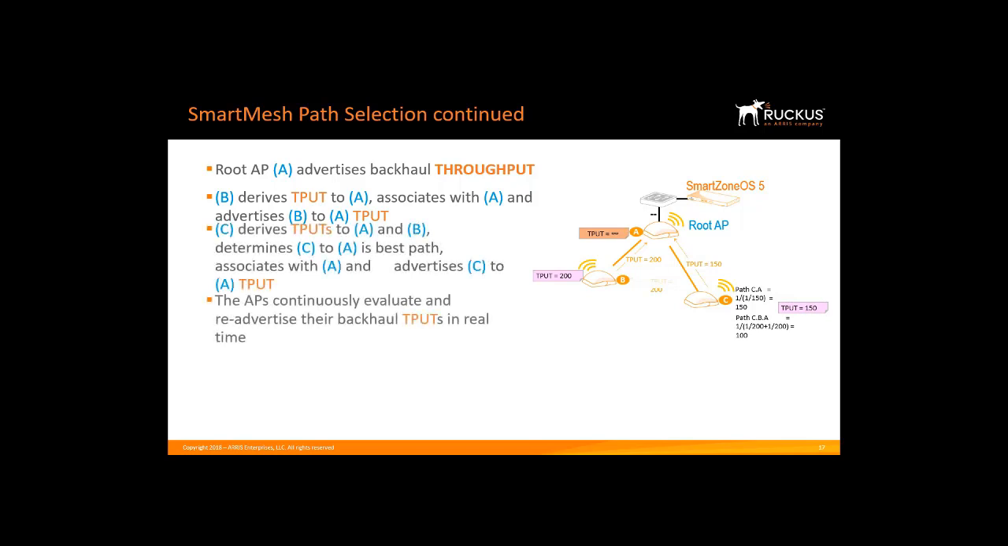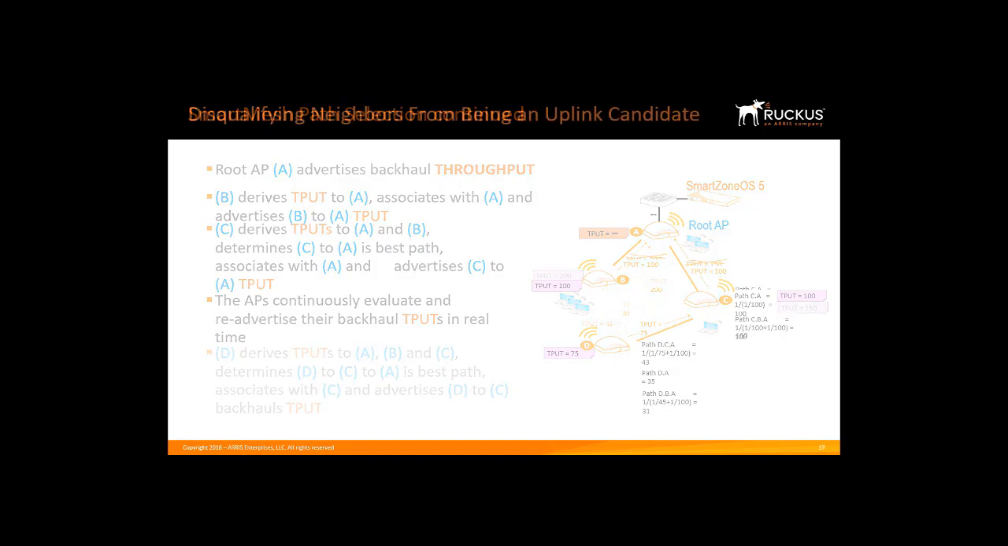The APs continuously evaluate and re-advertise their throughputs, and this all happens in real time. When AP D joins the mesh, it derives throughputs to A, B, and C, and determines the path between D to C to A as the best path. AP D then associates to C and advertises its path, and then advertises its throughput between D to C.